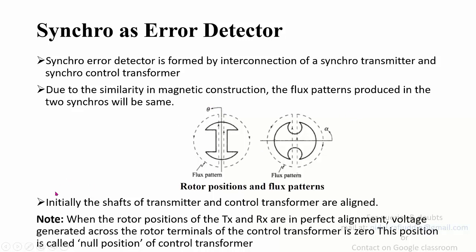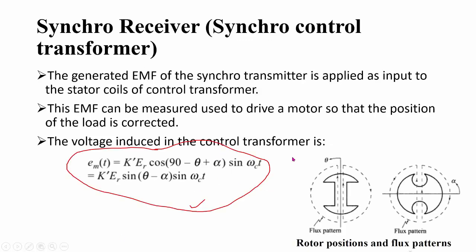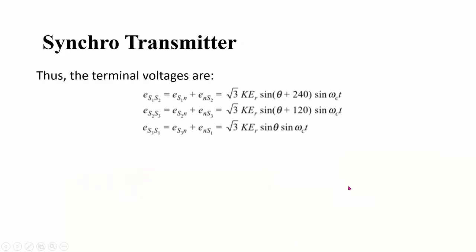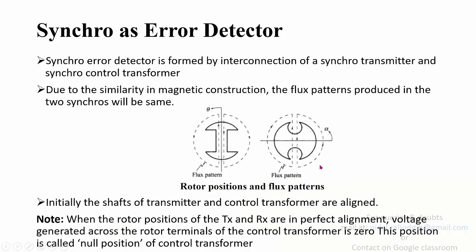Initially, the shafts of the transmitter and control transformer are aligned. For example, if the shaft of this rotor is along theta, along the vertical axis, the shaft of the control transformer will also be along the vertical axis, though it is shown with a difference of 90 degrees here, just to explain the expression given here. In order to obtain this expression, they have shown different angles. So alpha shown over here is almost 90 degrees from theta. But in fact, when you initially use it, you make alpha exactly equal to theta, so they will have the same alignment.